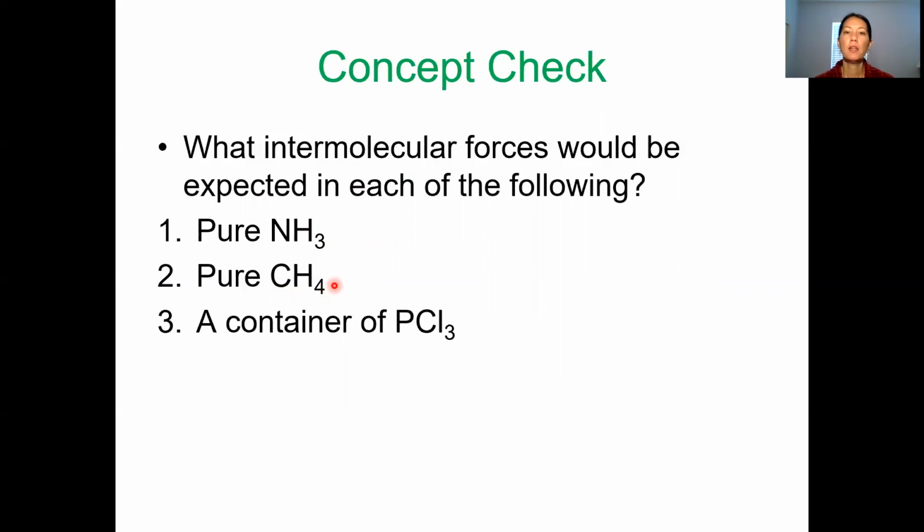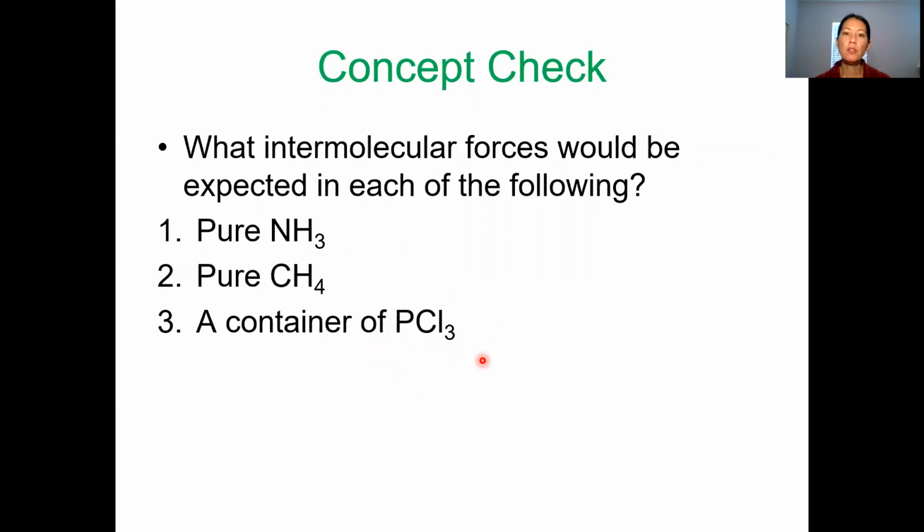For methane, when you draw this, it's a perfect tetrahedron, but C's and H's don't have a dipole anyway, so this is nonpolar. So the only possible force it could have is the London dispersion. For PCl3, phosphorus is in the same group as nitrogen, so it'll also be trigonal pyramidal. But it doesn't have the NH, it doesn't have any hydrogen bonding. So one of the things present here is the dipole, and it'll also have the London dispersion like everything else.